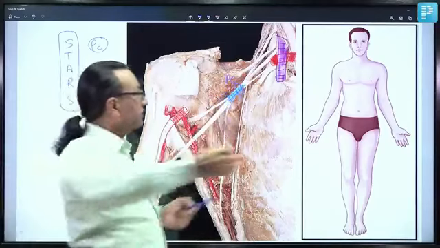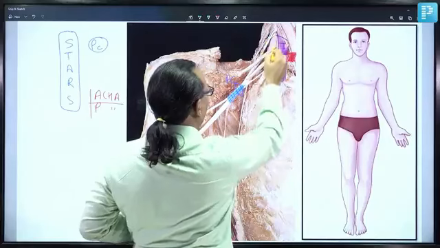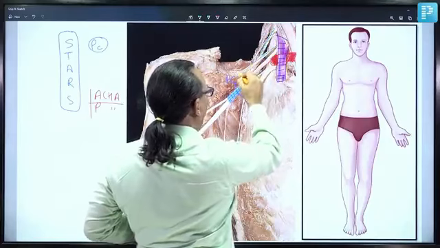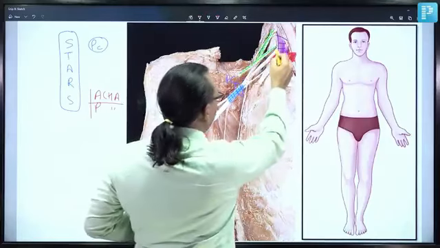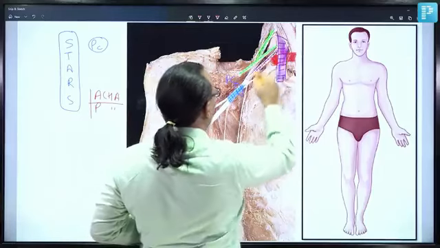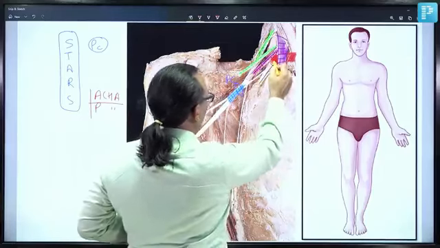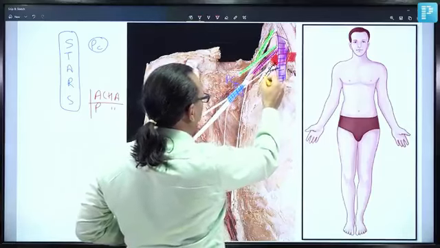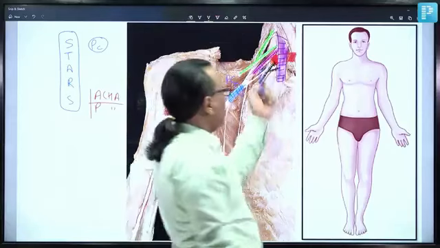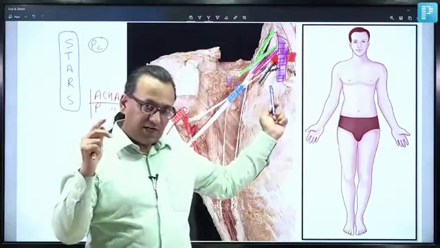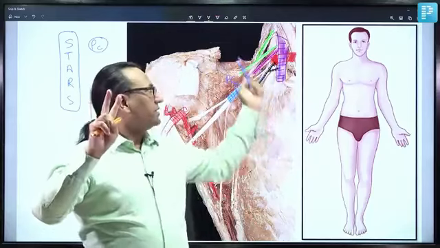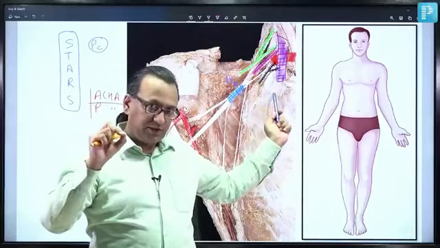This is the posterior cord of brachial plexus, and it was formed by posterior divisions of the 3 trunks of brachial plexus. You can see again, this is C5 root, C6 root. Together they join and form upper trunk of brachial plexus, whereas this is C7 root forming the middle trunk, and then C8 and T1 roots together joining to form the lower trunk of brachial plexus. Now, upper trunk, middle trunk, lower trunk, each will give one anterior division and one posterior division. This time we are focusing upon posterior division only.